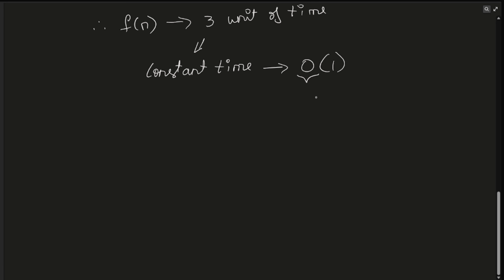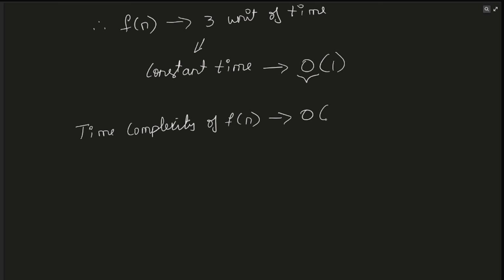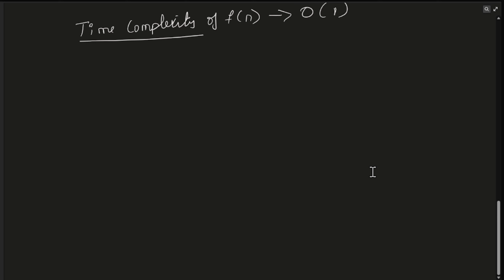Don't worry about big O. We'll be covering these things in this playlist itself. For now, you can just consider this as the upper bound of time. Now we can write the time complexity of this function as order of 1. We got to know the time complexity for the swap algorithm. Now let us analyze the space complexity of the swap algorithm.